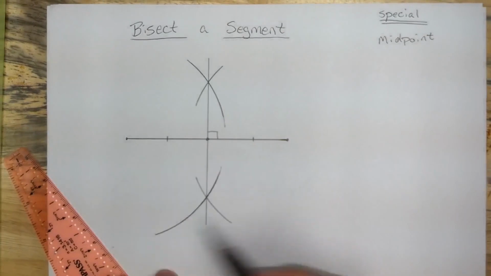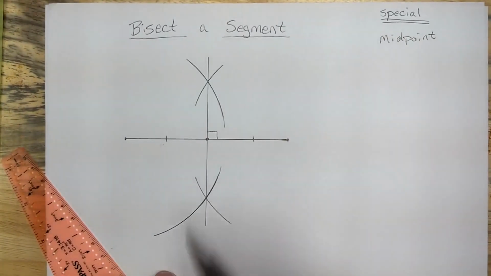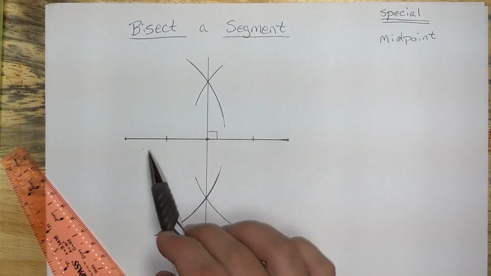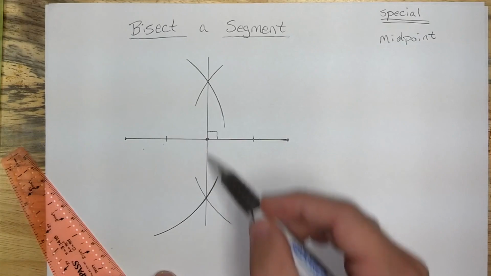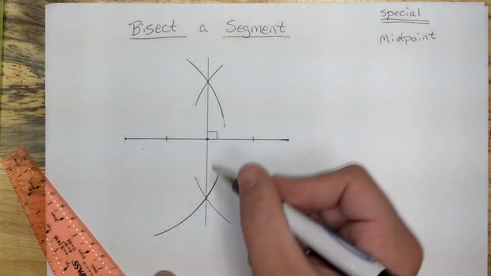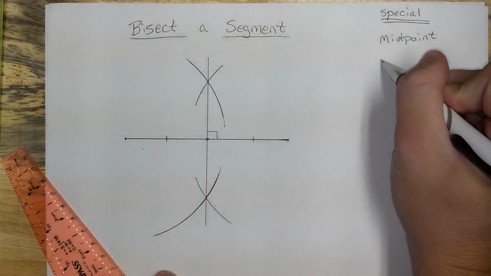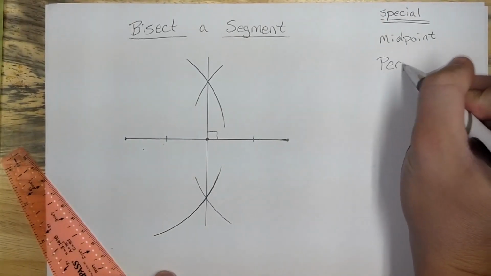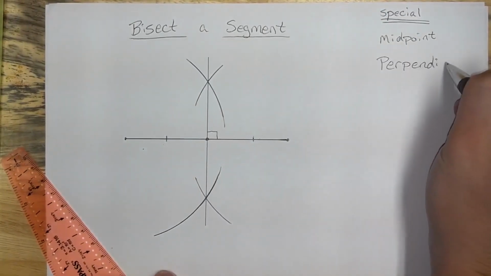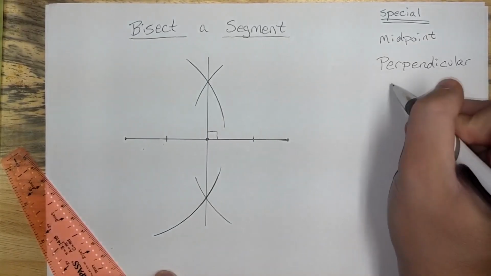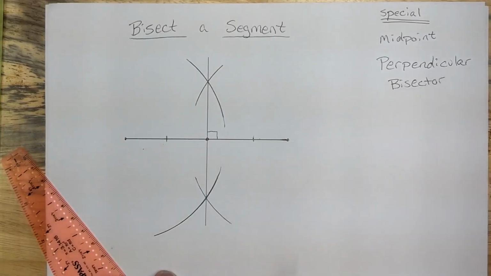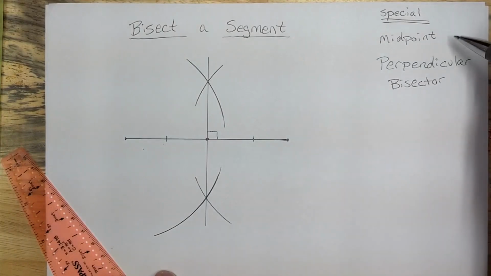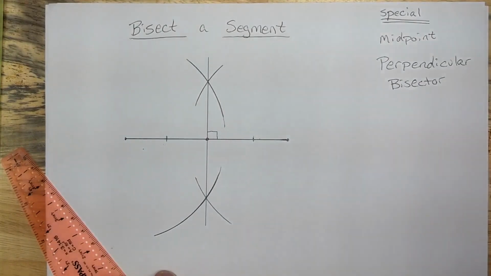So, in this one construction, we've created 3 different things. We have bisected a segment, which means we've chopped it in half. Because of that, we now have the midpoint, and we also have a perpendicular line. So this line going through here can actually be a perpendicular bisector. This is a 3-in-1 very special construction, and that's how you bisect a segment. Create a midpoint, or create a perpendicular bisector.